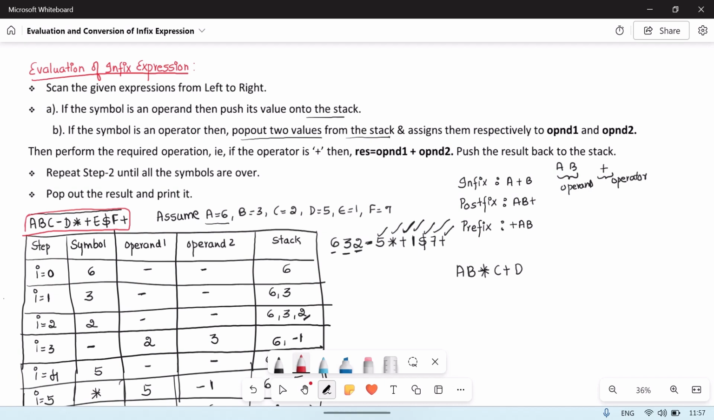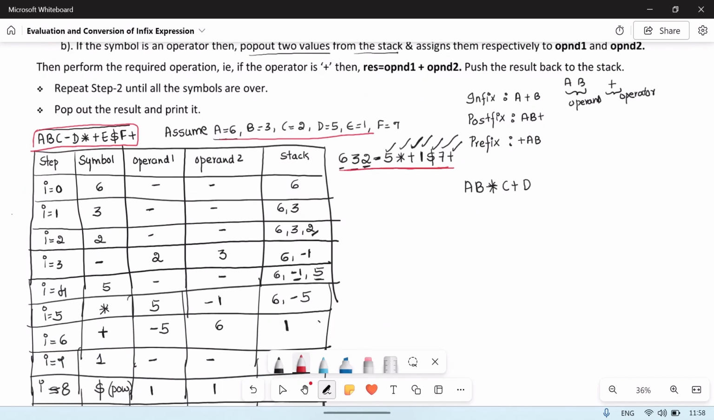They'll give you values like this, A, B, C minus D star like this, and they'll give the values for it. You have to first substitute the values. So I have substituted over here. See, A is 6, so 6, 3, 2, and so on. You have to draw this table: step, symbol, operand 1, operand 2, and stack. Initially, I is equal to 0, then you take the first symbol. First symbol is 6.